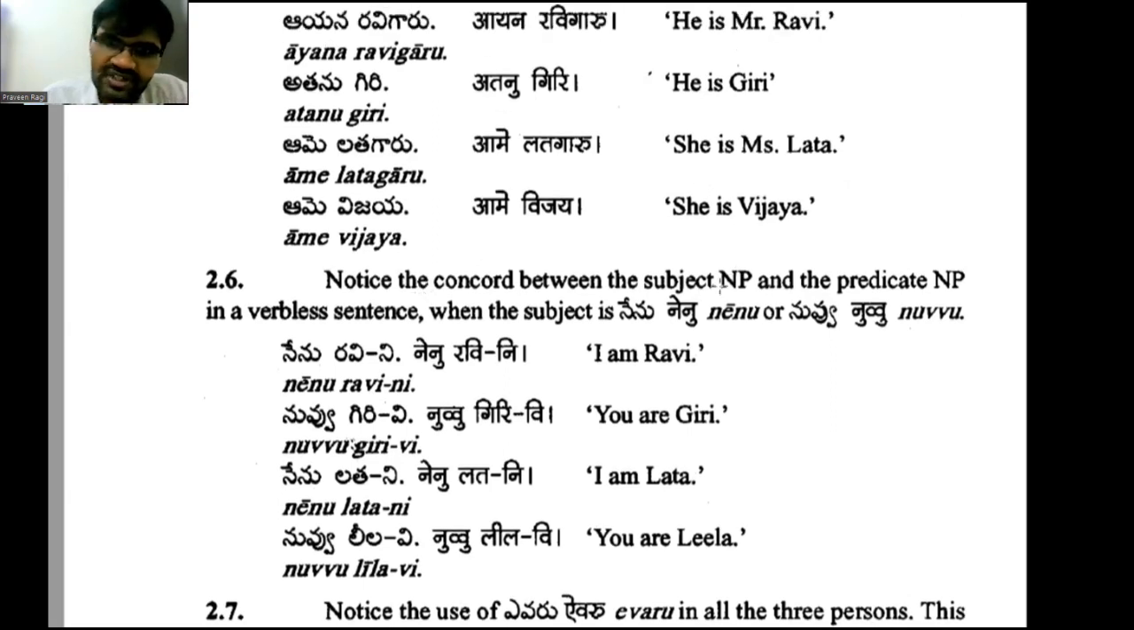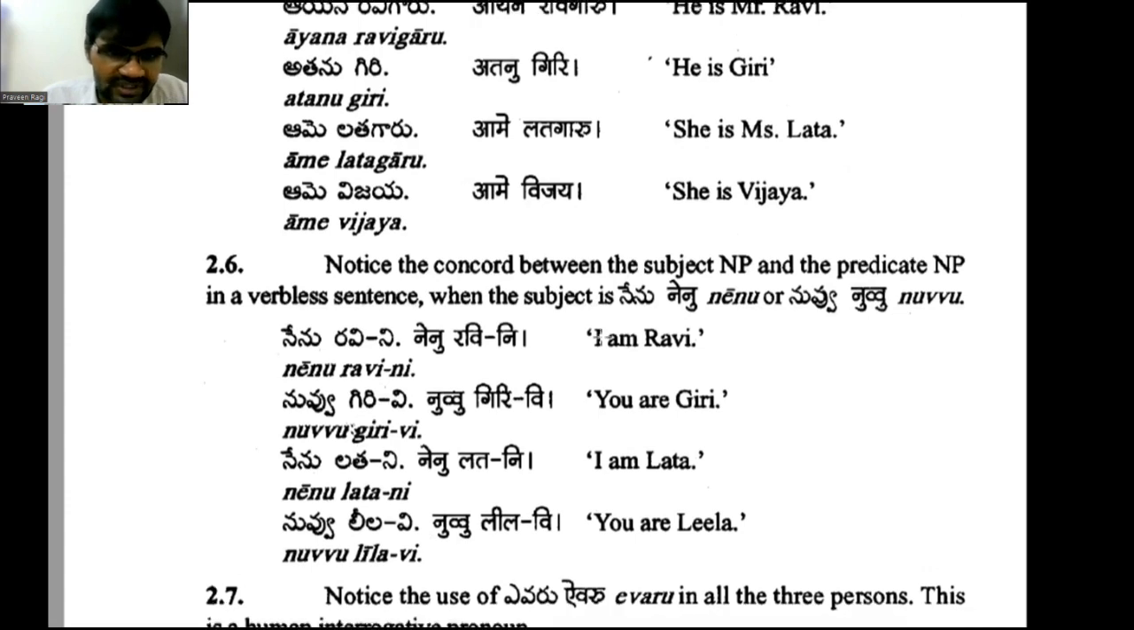Notice the concord between the subject NP and the predicate NP in a verbal sentence, when the subject is Nenu or Nuvu. See here, Nenu Ravini. I am Ravi. This one we discussed earlier. Whenever you want to say yourself, for example, you have to say Nenu Sumini. Sumi, then the ni suffix you have to use. I am Sumi, like that. Nuvu Girivi. You are Giri. Giri is the name and vi is the suffix used for you, singular only.